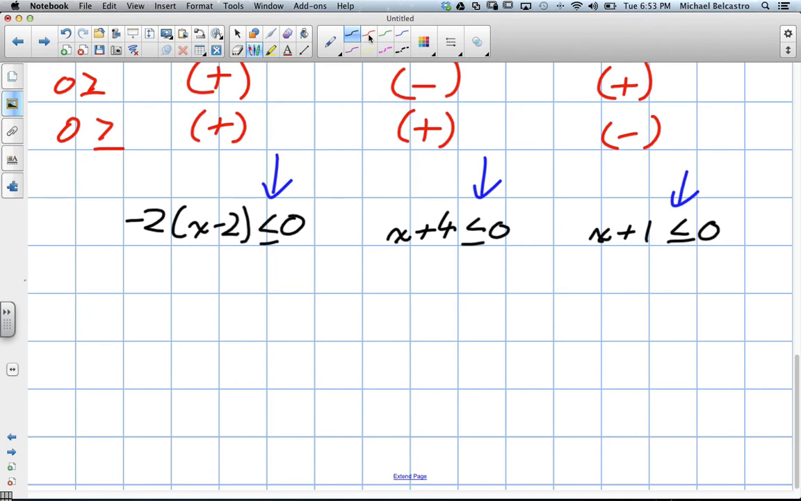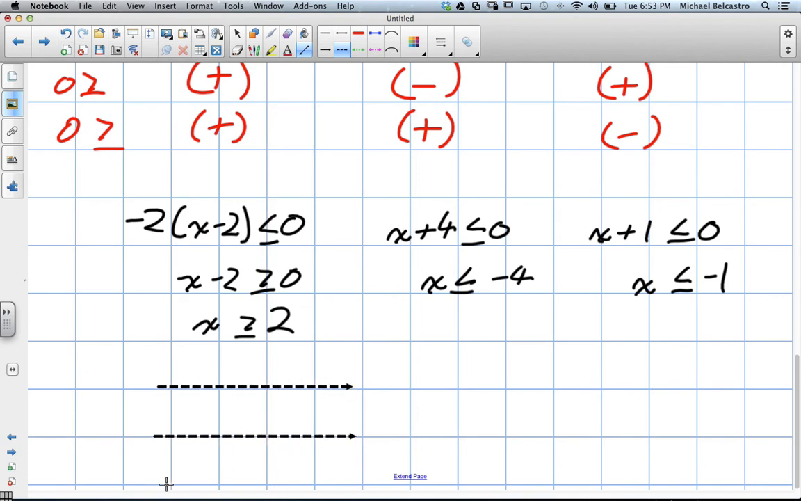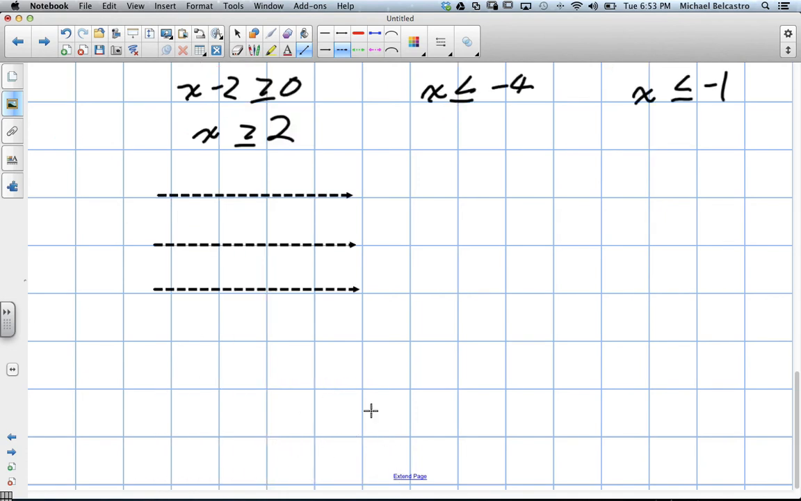We're dividing by a negative value here, so that flips this inequality around. We have x minus 2, so when x is greater than or equal to 2; when x is less than or equal to -4; and when x is less than or equal to -1. So we draw these on number lines. We'll draw three different number lines, and I guess we'll stack them on top of each other. 1, 2, 3.